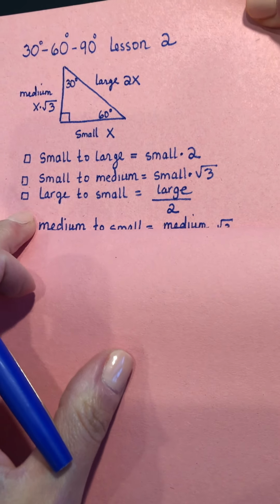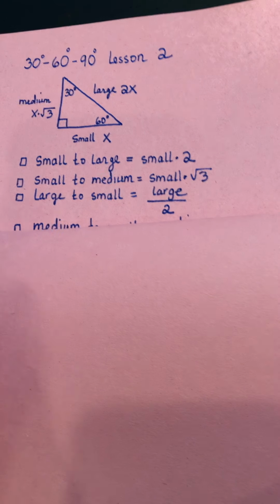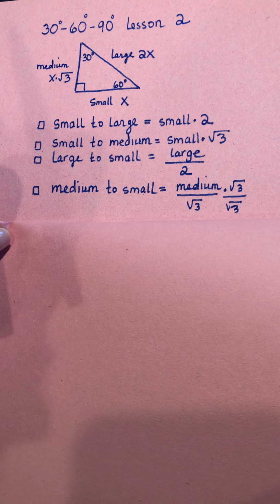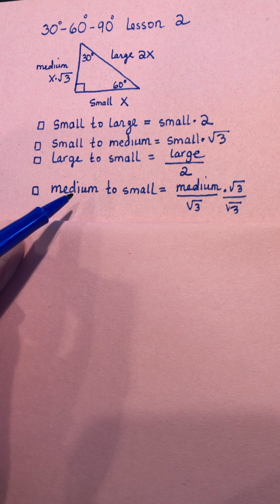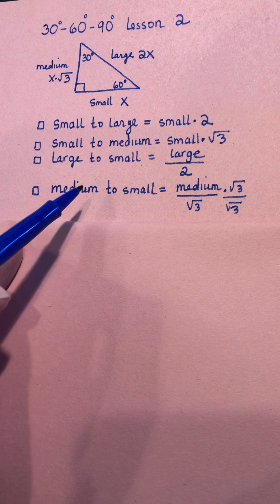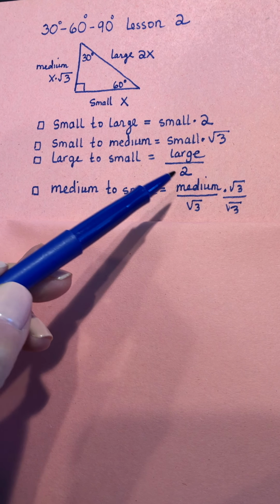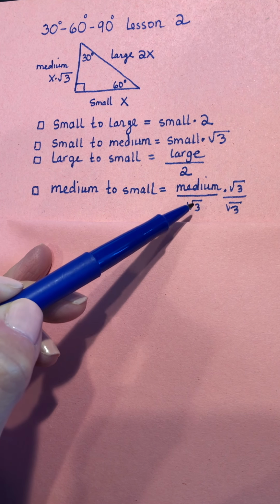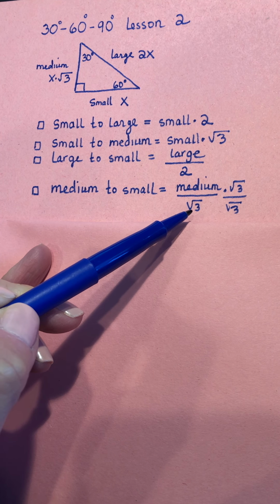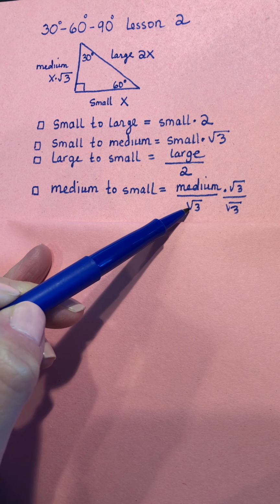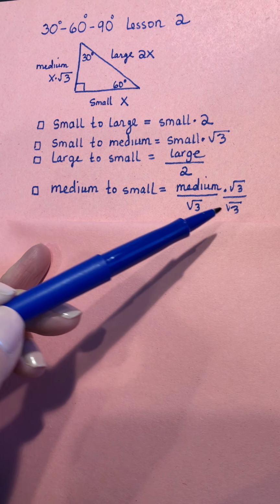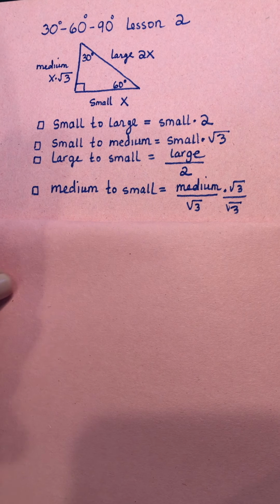And what's the other thing you could be asked to do? The final formula here, whoops, let's see if I can get this to show up. Sorry about that. You could be asked to go from a medium side down to a small side. In this case, again, you're getting smaller in size, so you're going to want to divide. You would take our medium side, divide by the square root of 3, but you all know that you must rationalize or multiply by a fancy 1. You cannot have a radical in the denominator, and you would multiply by the square root of 3 over the square root of 3.